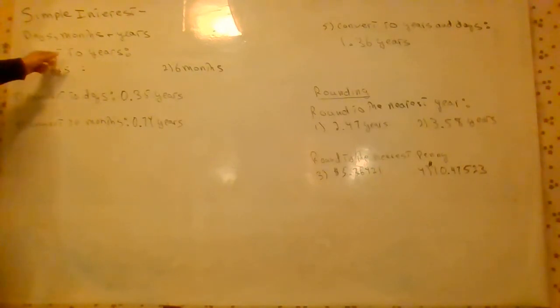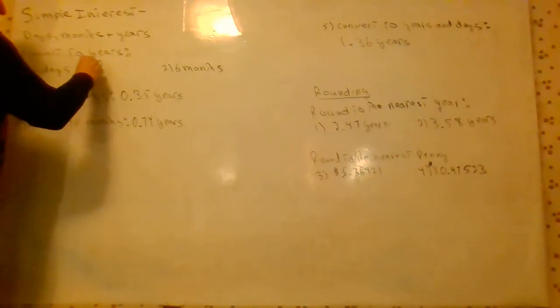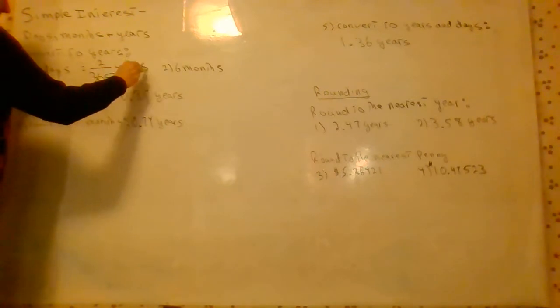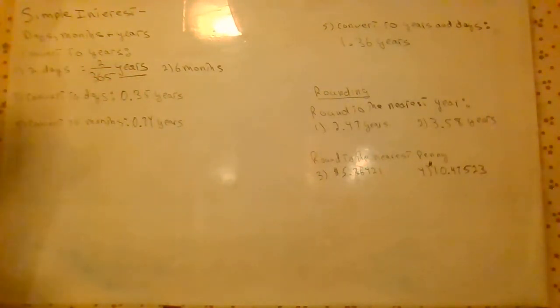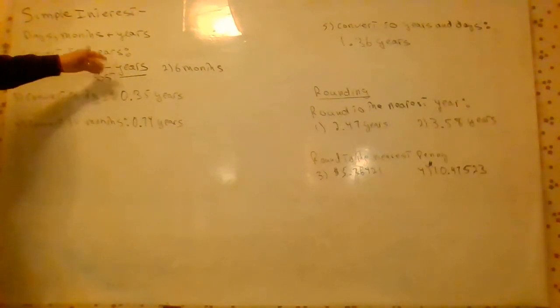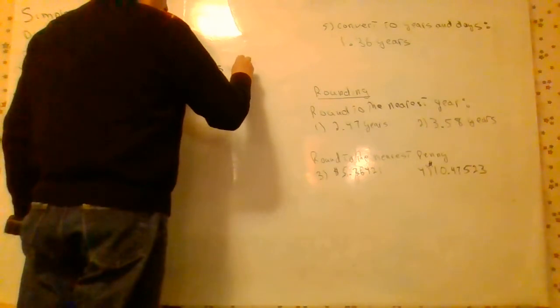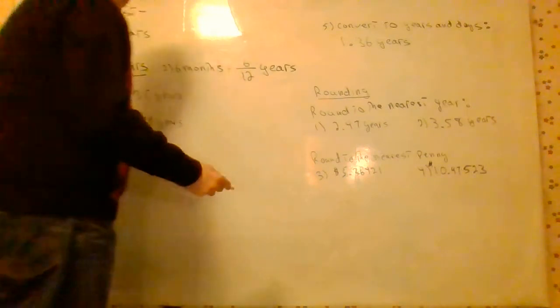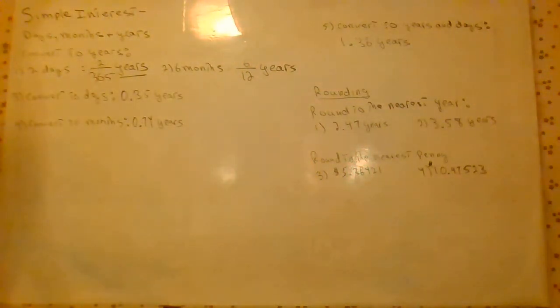First of all, some basics. Let's suppose we have 2 days we want to convert to years. Very simple. We're going to write it as 2 over 365 years. By all means, make sure you put units on the answer. 2 over 365 is incorrect because we're not specifying the time unit. 6 months would be 6 over 12 years because there are 12 months in a year.